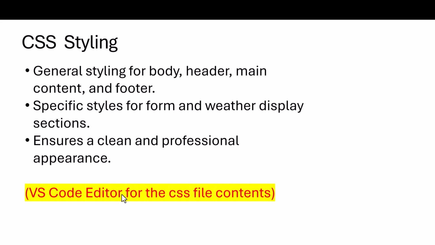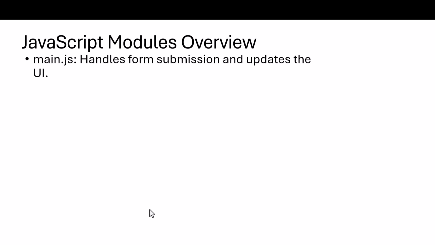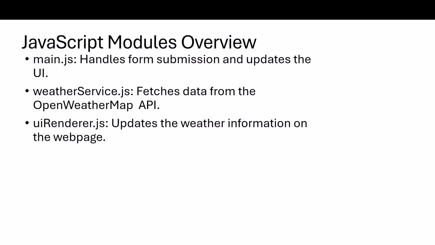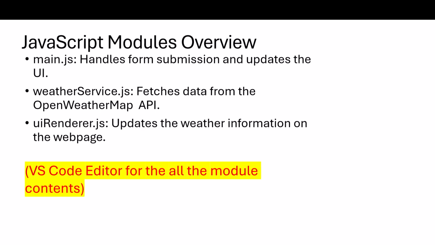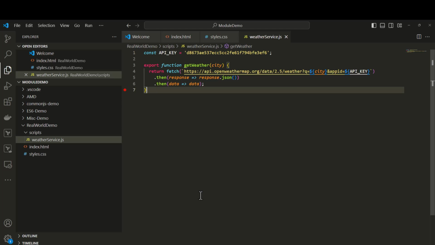And we have already seen the VS Code editor for the CSS file contents. Next, we have got main.js, weatherService.js, and UIRenderer.js. Before main.js, I would like to show you the weatherService.js, because the weather service and the UI renderer modules will be included in the main module.